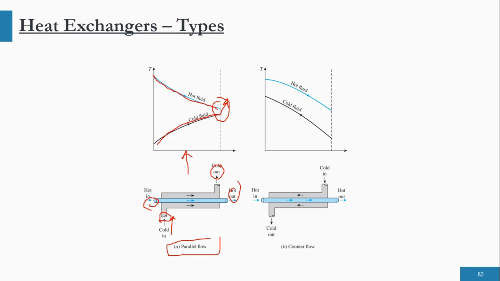While in counterflow, the hot fluid is entering from this side while the cold fluid is entering from the opposite side, and the outlet is also from the opposite side. In this case, this is the temperature profile for the hot fluid, while this is the temperature profile for the cold fluid. The cold fluid temperature is increasing, the hot fluid temperature is decreasing. In our next lectures, we will study in detail the delta T here, the significance of delta T on heat transfer, and which of the conditions or combinations is better. So that's it from today's lecture.